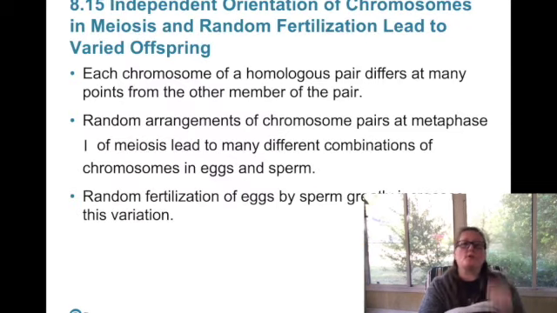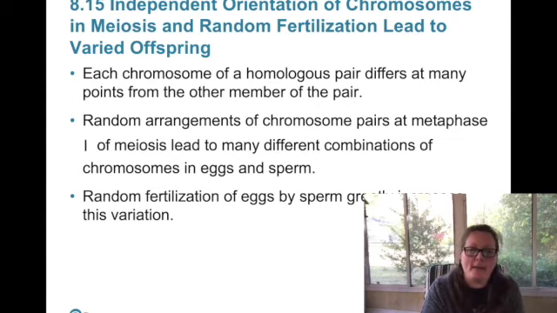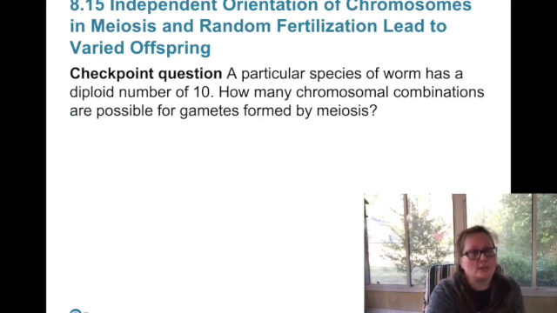Okay, so each chromosome of a homologous pair differs at many points from the other member of the pair. The random arrangements of the chromosome pair at metaphase 1 of meiosis can lead to many different combinations of the chromosomes. Random fertilization of eggs by sperm will greatly increase this variation. So this is that whole random assortment thing. We are going to touch on it here, but we go so much more into this when we are talking genetics, just so you know.